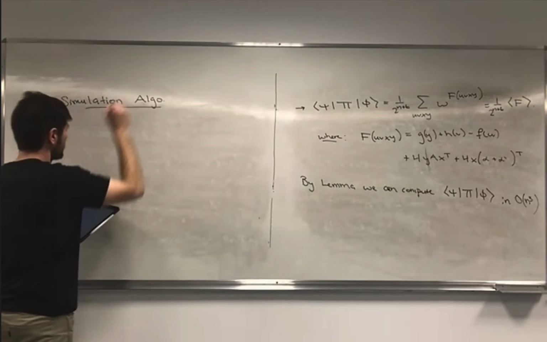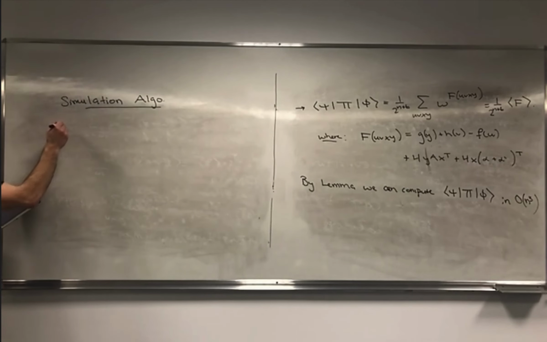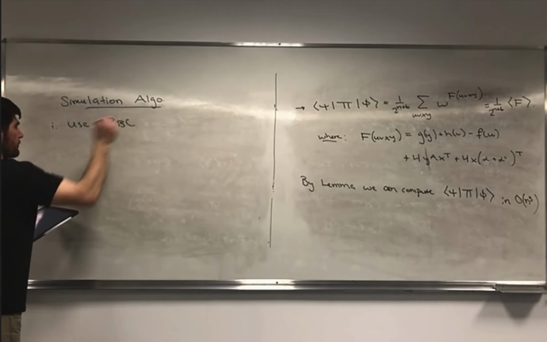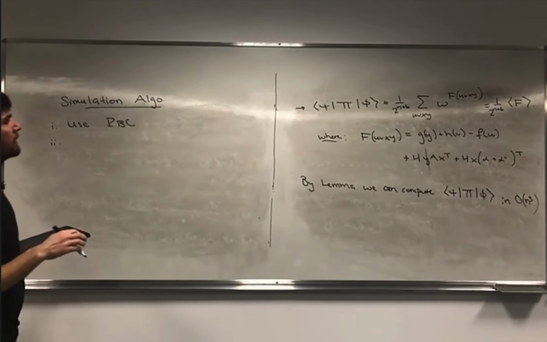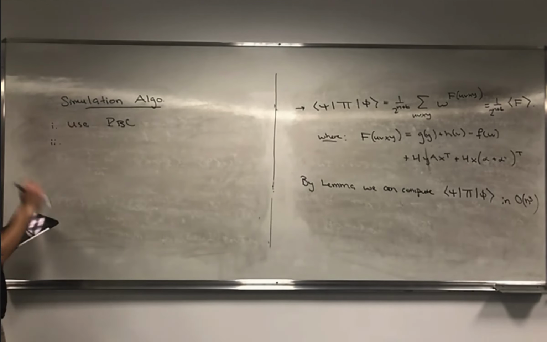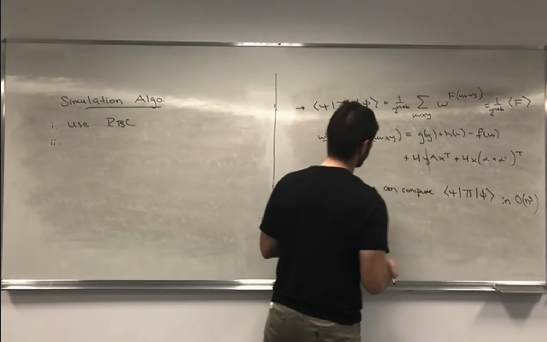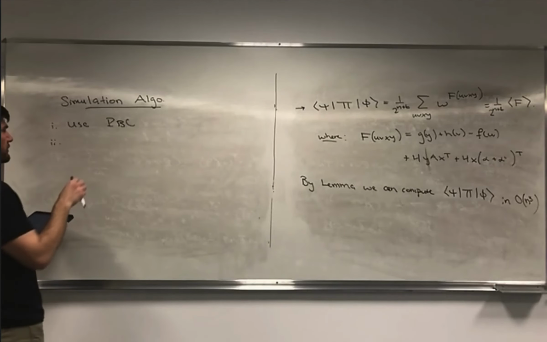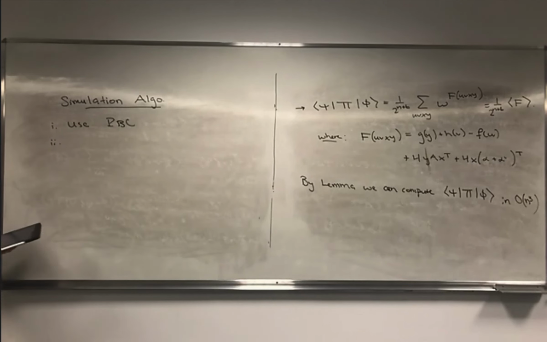What's the simulation algorithm look like? It's the following. So we use a poly-based computation. So now what am I describing? I'm describing the classical simulation algorithm. This was just a preliminary result, and now we're going to use the stabilizer rank to actually simulate quantum circuits. And so this is how we're going to do the classical simulation. Use a poly-based computation.